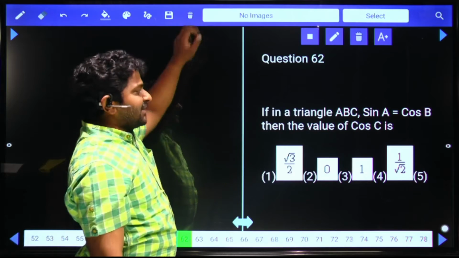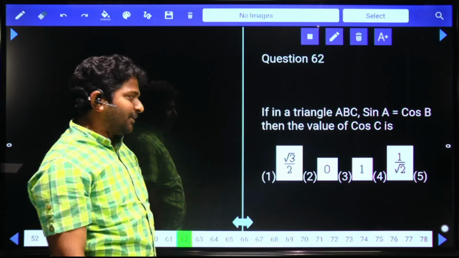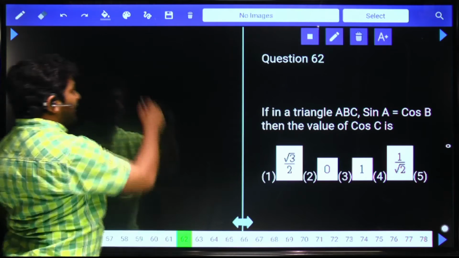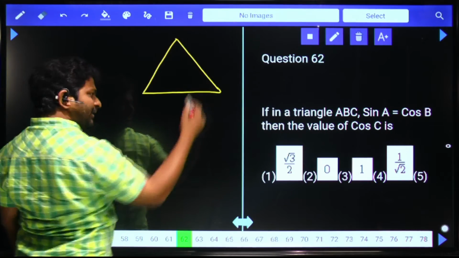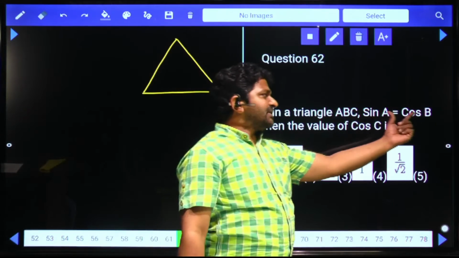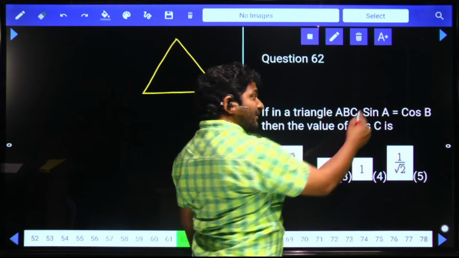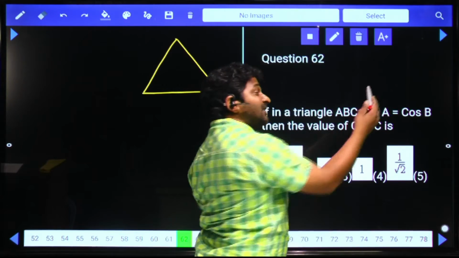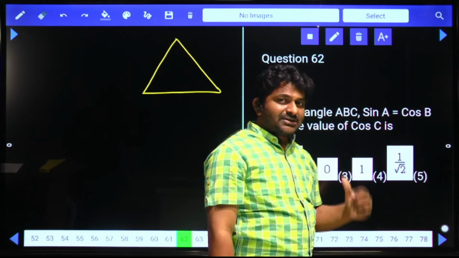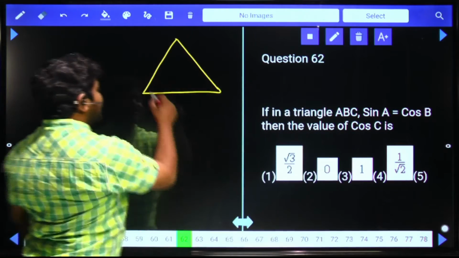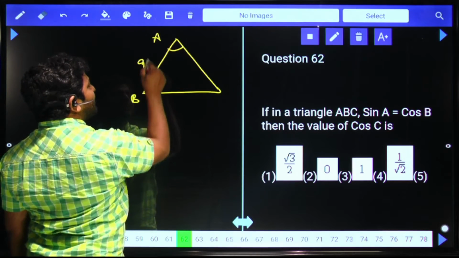If in a triangle ABC, sine A is equal to cos B, the value of cos C is equal to what? You can take any triangle. Sine 45 is equal to cos 45, then A plus B is equal to 90 degrees. Otherwise, sine 30 is equal to cos 60, or sine 60 is equal to cos 30, or sine 90 is equal to cos 0. Whatever the combination, the sum of angles at A and B must be equal to 90 degrees.